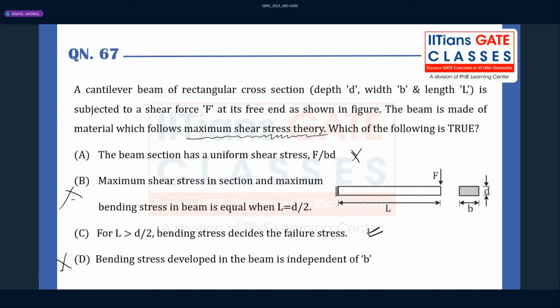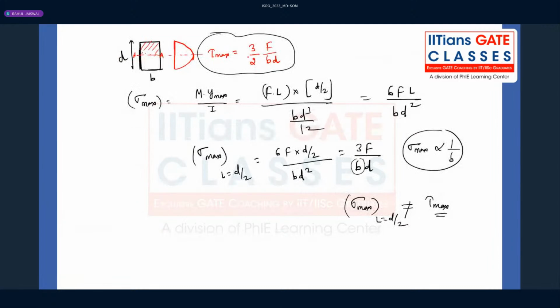For L greater than D by 2, any value you take, even if you take L equal to D by 2, still maximum bending stress is more than maximum shear stress. So it is a deciding one. When you take L more than D by 2, put that value, maximum bending stress is 6FL divided by BD square. Now when you put the value, if L is greater than D by 2, what is going to happen? Sigma maximum will be more than 3F by BD. There is no other option.